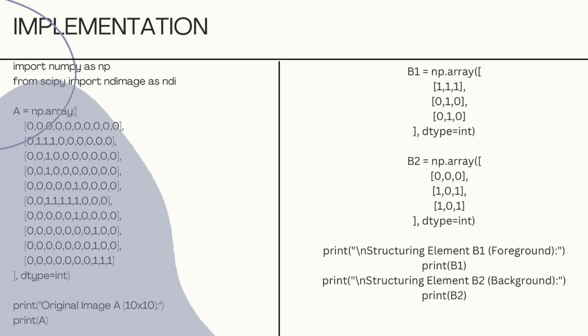Let's discuss how we implement this algorithm in Python. We begin by importing the necessary libraries, NumPy for numerical and matrix operations, SciPy's ndimage for performing morphological operations like erosion. Next, we define the binary image A, which contains multiple small shapes such as T, L, or plus. We then define two structuring elements. B1 for the foreground representing the pattern we want to detect, for example, a T shape. B2 for the background representing the surrounding pixels that should remain 0. This setup allows our algorithm to focus only on areas that exactly match both structures.